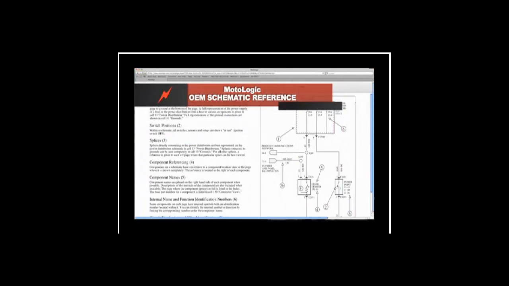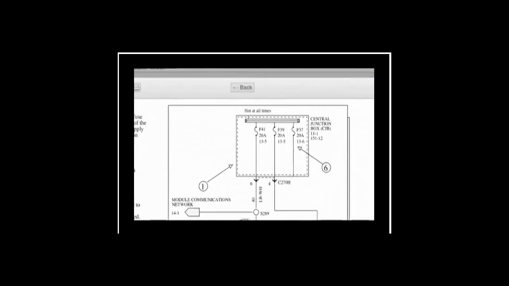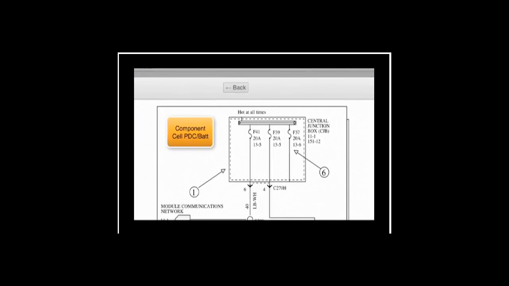The OEM schematic reference, if you're looking for information and you want to understand what's being represented by the schematic, shown here we have a classic example. Once again, I just used the Ford, and we have in the top component cell, which references the power distribution center or the battery. So someplace in the car, this voltage is originating hot at all times, again at the battery distribution center or at the power distribution center.